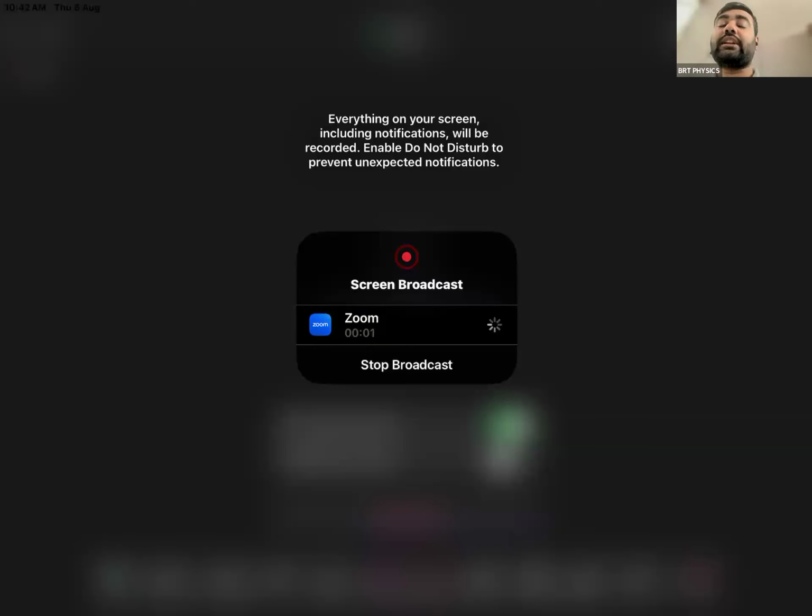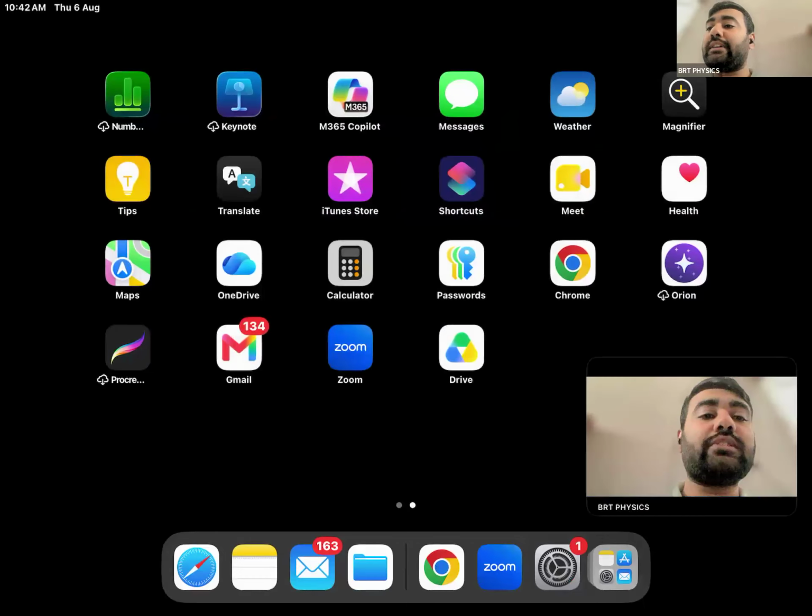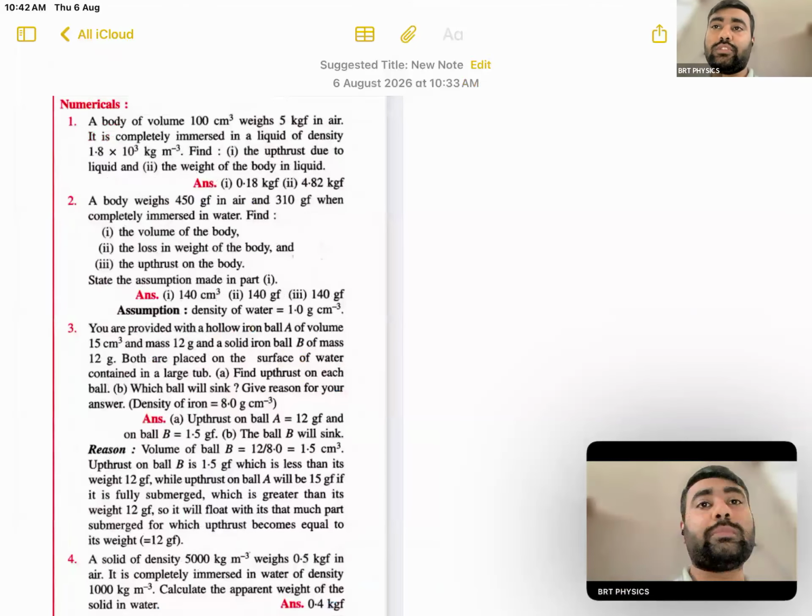Okay. So today, guys, we are going to solve some numericals which are based on the type A of this chapter, which are related to calculation of upthrust, to calculation of apparent weight, and even to loss in the weight or loss in the volume of an object. So let's try to solve those questions. The questions which I am going to solve are from our textbook. So here are certain questions which we do have.